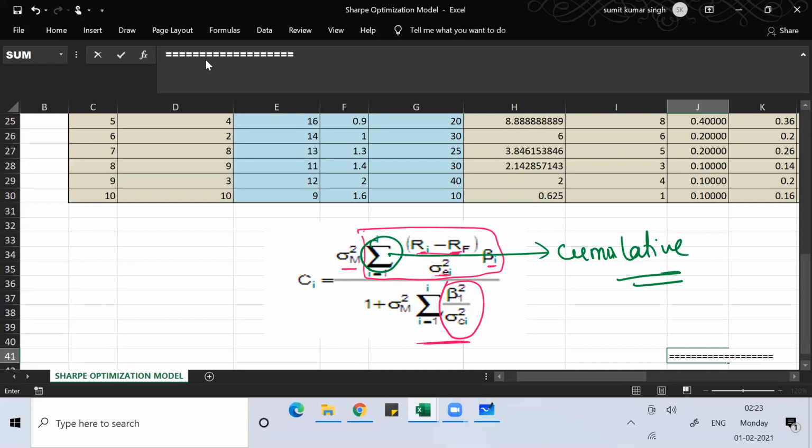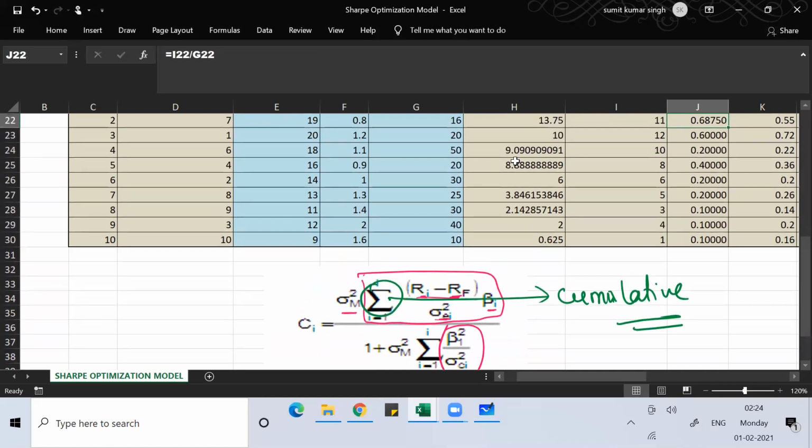Once you have found excess return by beta, which we did in the beginning for basic understanding, here you have to find excess return into beta by unsystematic risk. Unsystematic risk is already given in the problem, and excess return you know how to find. Divide the excess return by the unsystematic risk and multiply with the beta. Then find the cumulative of that and multiply with the variance of the market. That is what we need to do to find the cutoff rate.